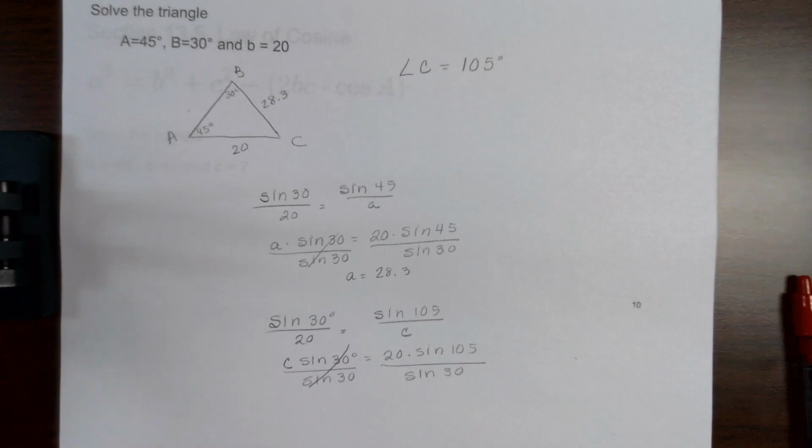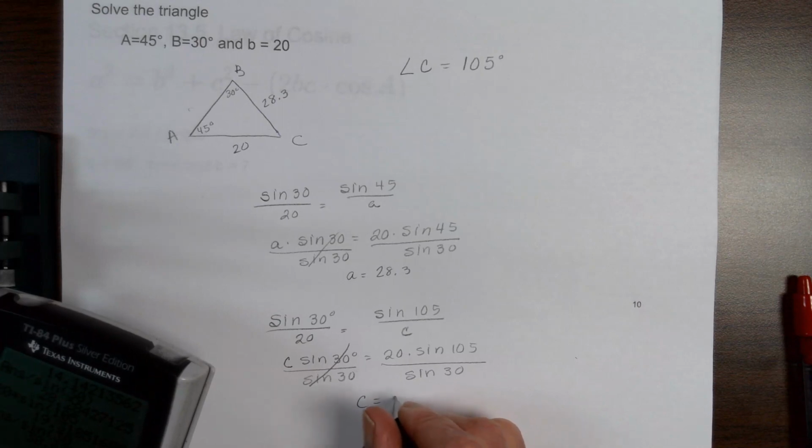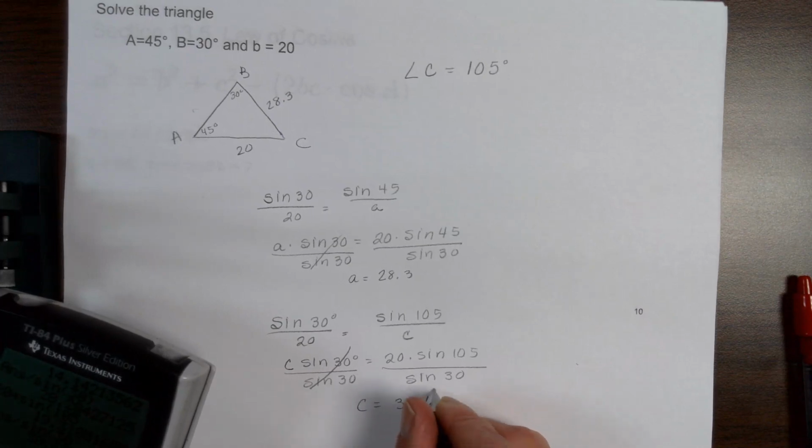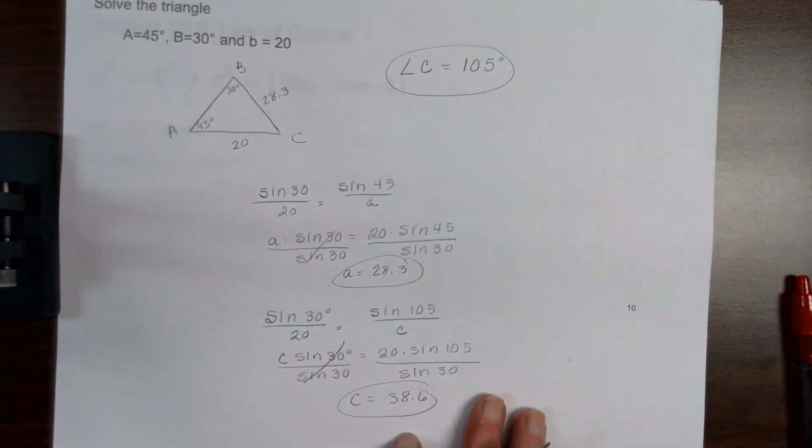So 20 times the sine of 105 divided by the sine of 30 is going to tell me that little c is equal to 38.6. So we have solved for our triangle.